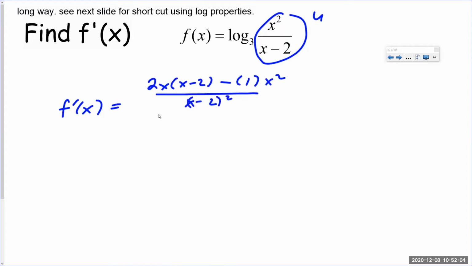That's u prime, but I also need to divide by u, okay? This is actually the derivative. There's nothing wrong with this, except it's ugly and it's not simplified, okay? But there's an easier way to do it. Do you see I have 1 log what here? 1 log fraction, do you see it? Because 1 log fraction equals 2 log, what guys?